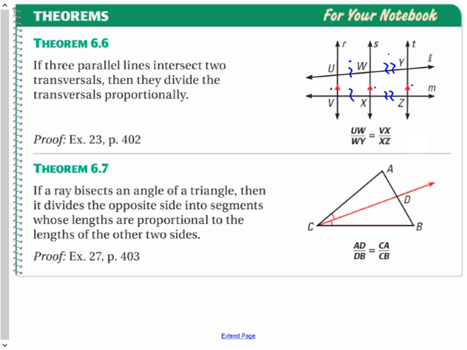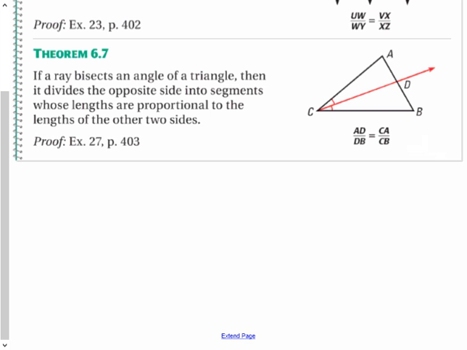The next one says if we have a ray bisecting the angle, so an angle bisector of a triangle, then it divides the opposite side into proportional lengths. So if we have an angle bisector, AD over DB, let's label it this way, X over Y, is going to be equal to W and Z. And that's how it's going to work.